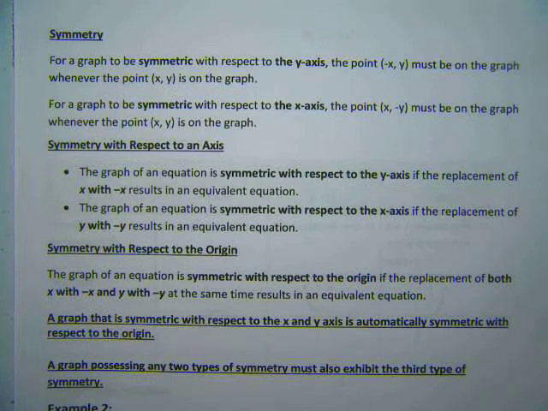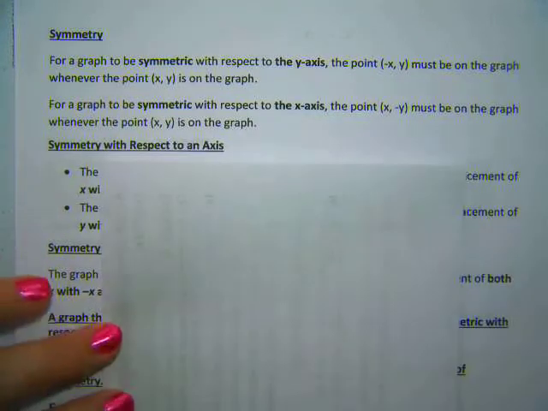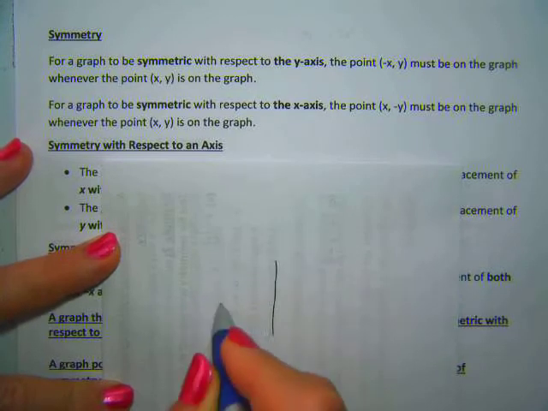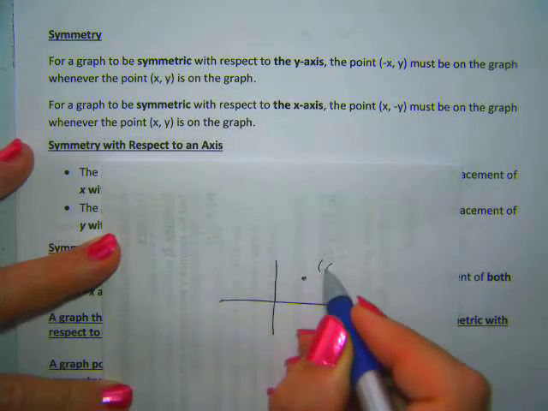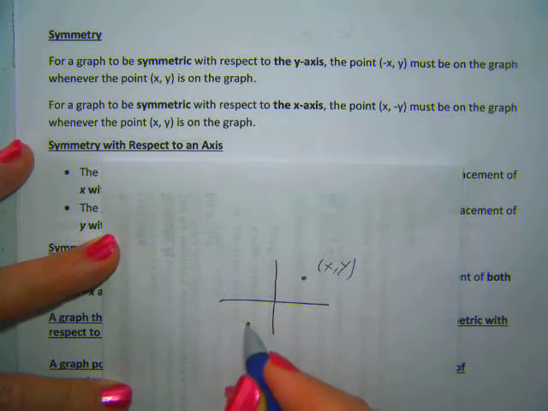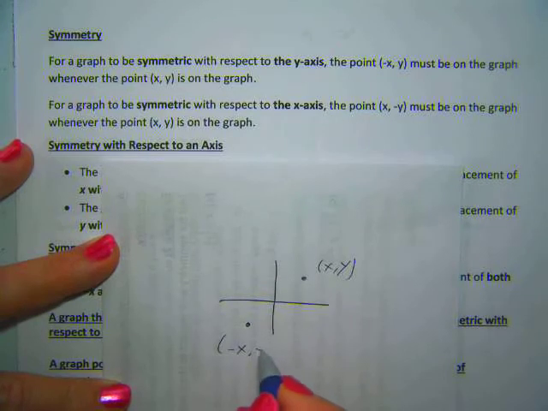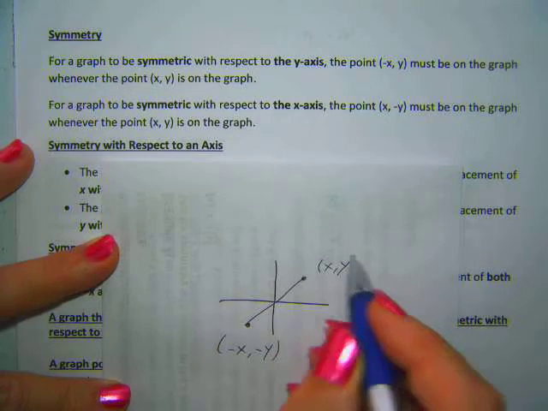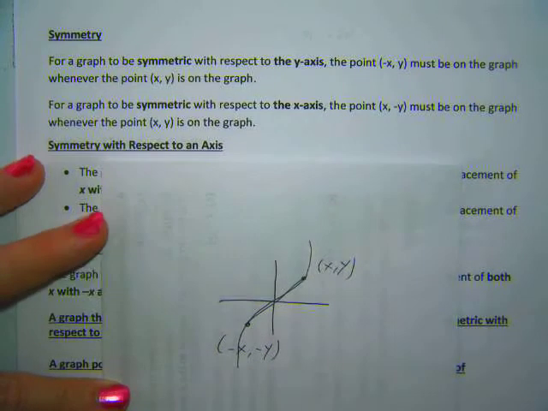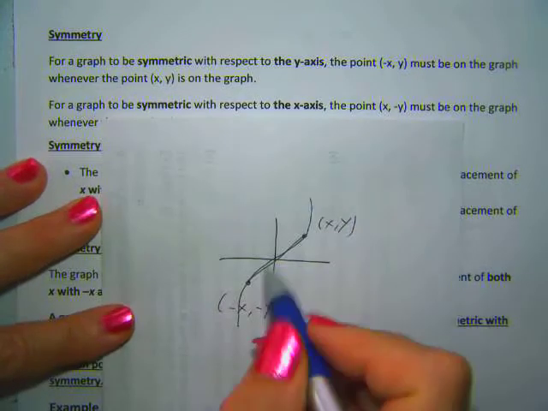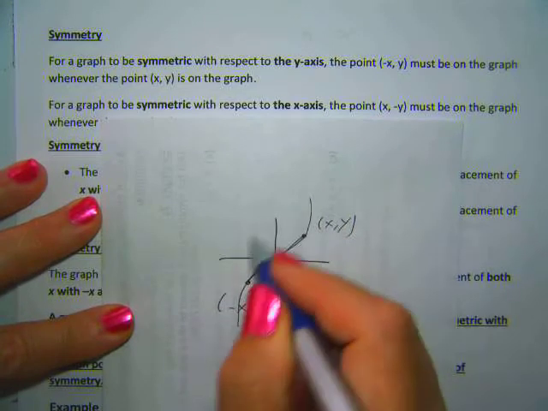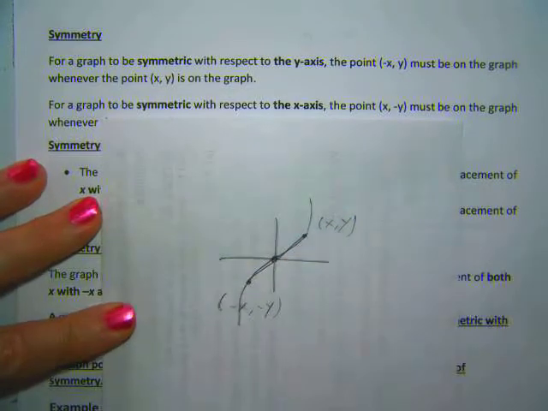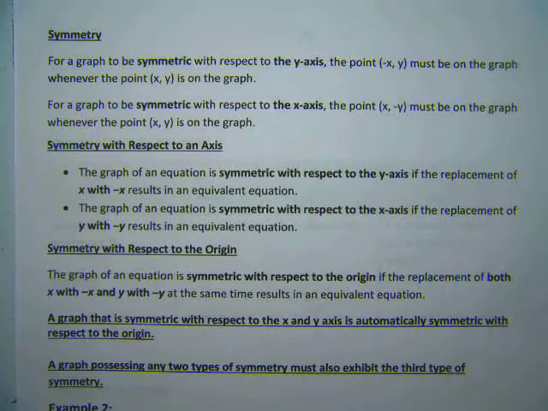A graph is symmetric with respect to the origin if a point (x, y) is on it, then the point (-x, -y) should be on the graph. Okay? It could be anything. So that's what we call symmetric with respect to the origin. It's like 180 degrees around the origin.